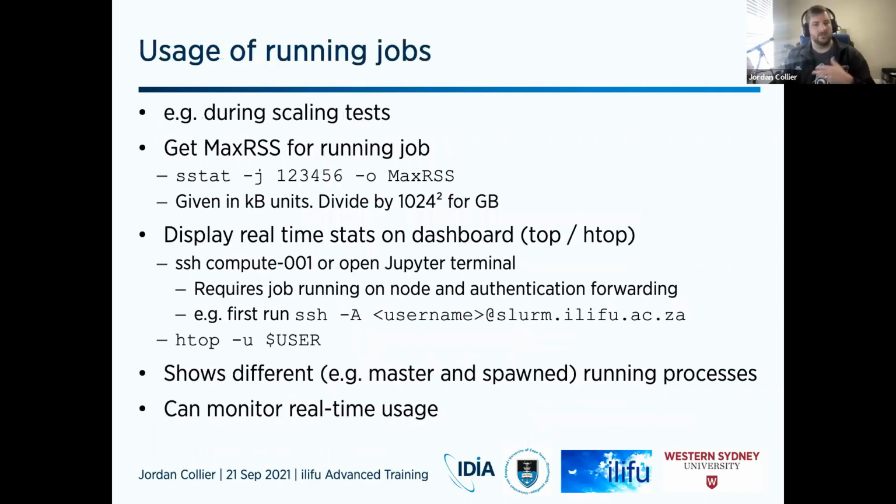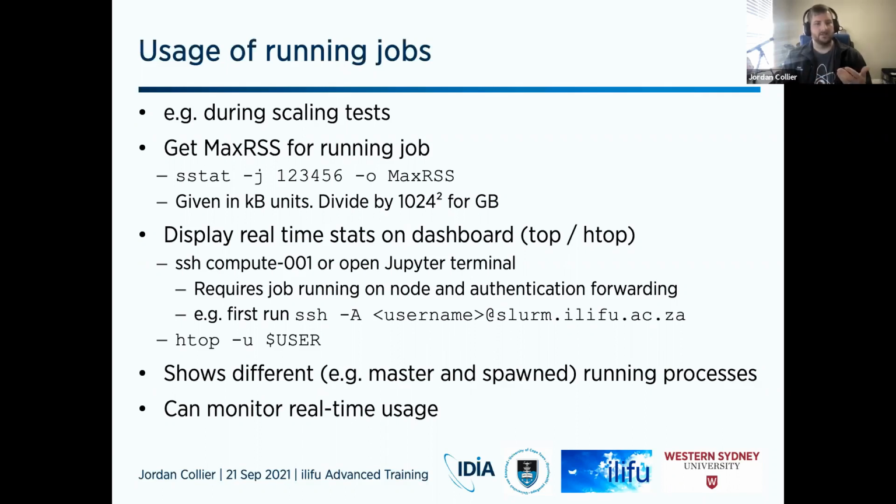As you're doing this, or as any of your jobs are running and you want to know the real-time statistics, you can, for instance, get the max RSS from sstat, which you can run with the syntax shown here. This gives kilobyte units, so you just divide by 1024 to the power of 2 for gigabytes. Or you can run something like top or htop to display a dashboard of real-time statistics on memory and CPU. Say you were on Slurm, you would then SSH to the compute node that you're running on, which you could display with either squeue or saccount. Or you could open the Jupyter terminal if you're running your job on Jupyter.